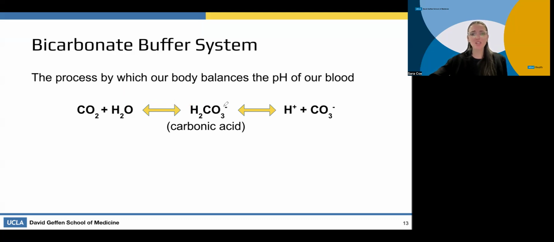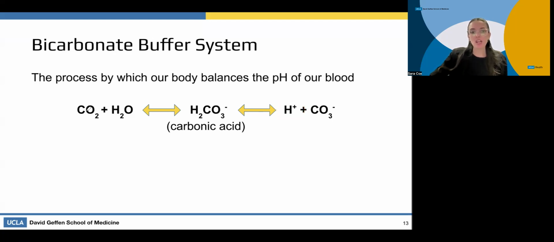This carbonic acid can also dissociate in a different way to hydrogen ion and bicarbonate. That hydrogen ion is what makes things acidic, right? This hydrogen ion is the source of acid, right? So if we increase hydrogen ions, we'll increase acidity.